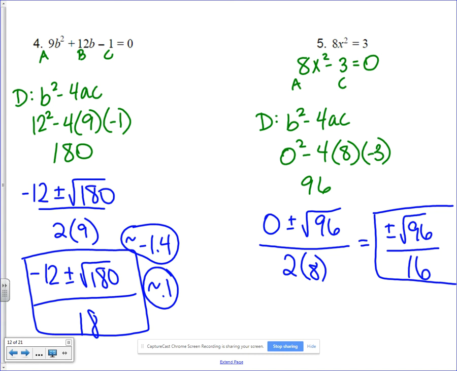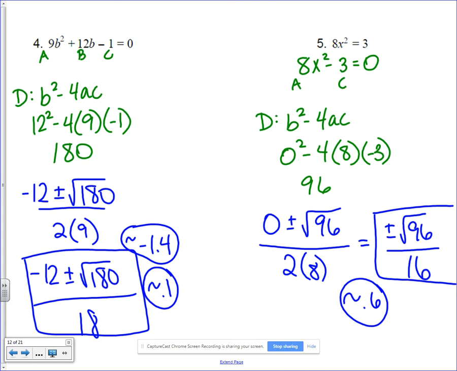Now, for the approximate answer, you don't have a positive button on your calculator, do you? No. So when I want to do plus the square root of 96, all you're going to do is type in the square root of 96. What are we getting for that number? Okay. Divided by 16. So approximately 0.6.